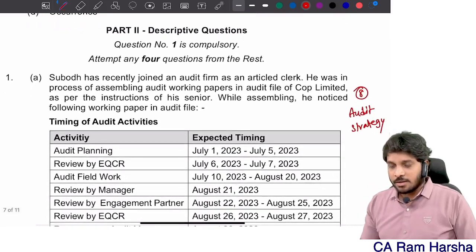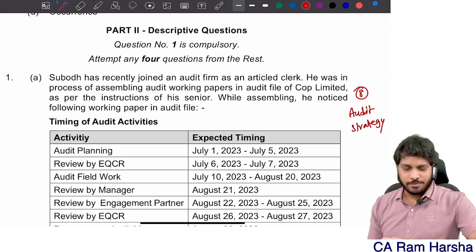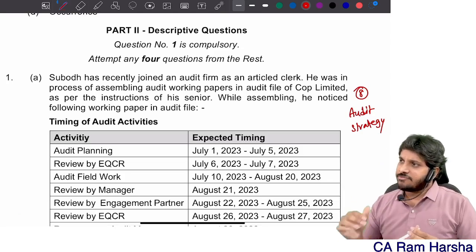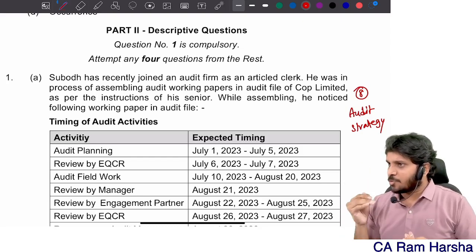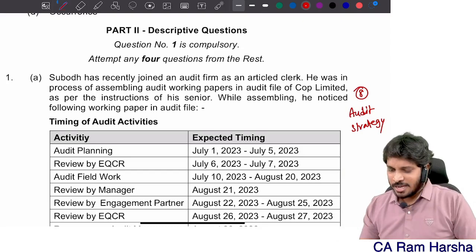So we'll do one thing. MTP 2 MCQs also we will try to cover. And then finally we'll discuss descriptive papers in MTP 1 and MTP 2. Or else, okay, we'll do one by one. Let's better finish MTP 1.